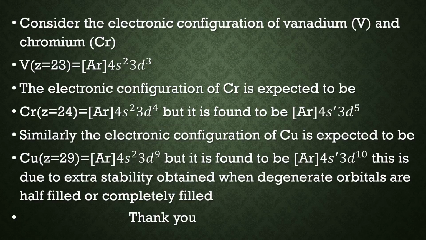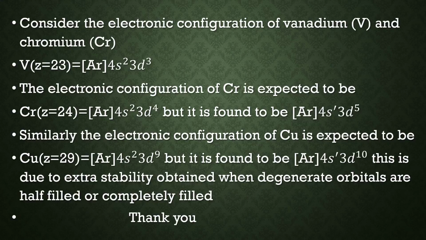Consider the electronic configuration of vanadium V and chromium Cr. Vanadium electronic configuration [Ar] 4s2 3d3, total 23 electrons. Atomic number is 23. Argon atomic number 18 plus 2 plus 3 equals 23. Therefore, vanadium electronic configuration is [Ar] 4s2 3d3.